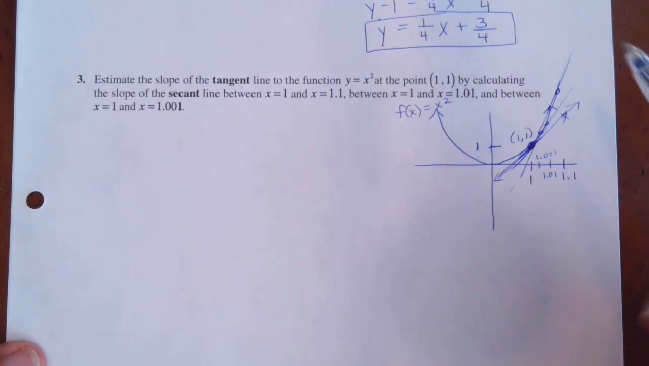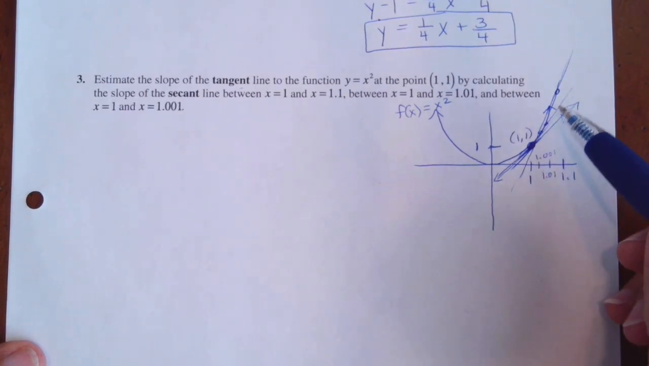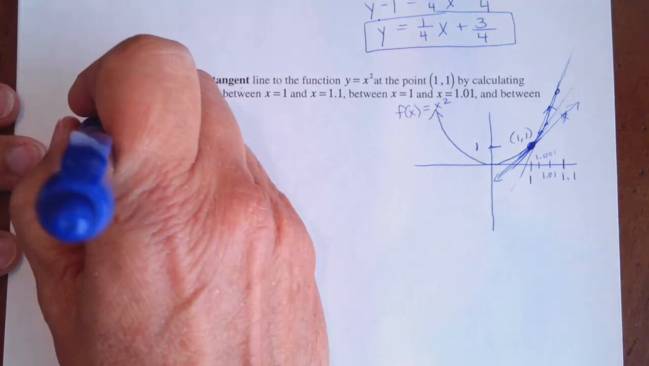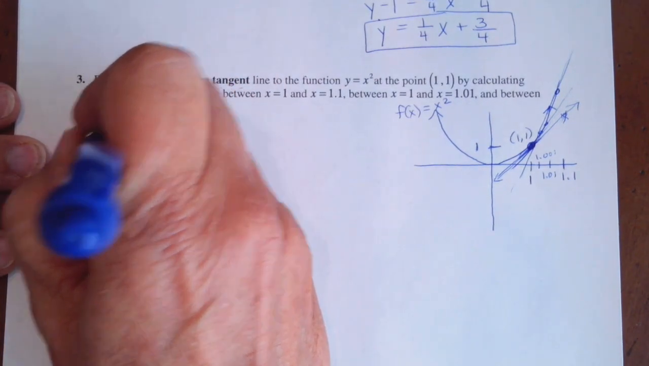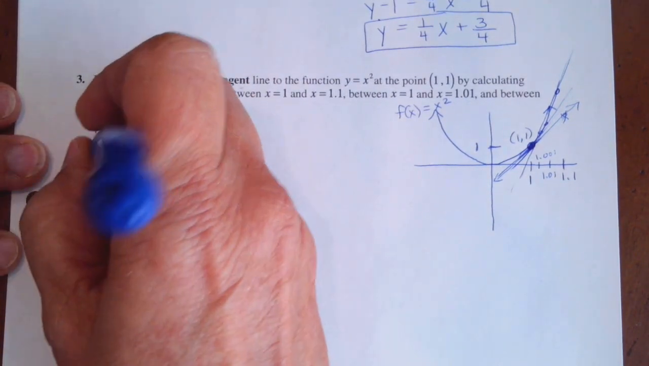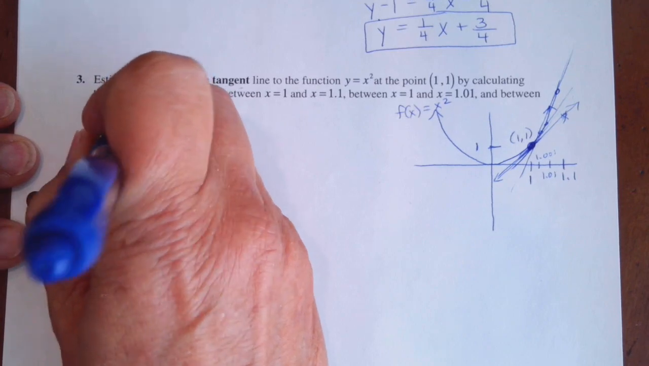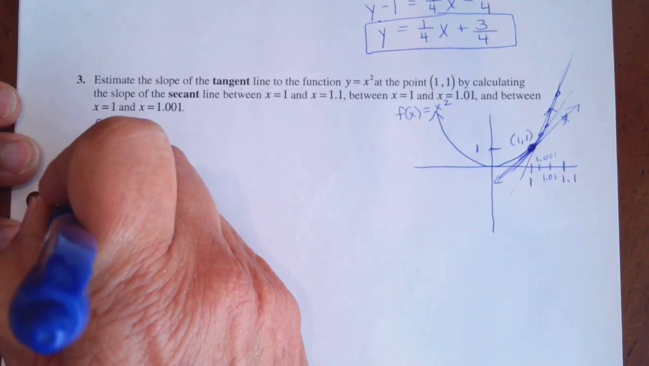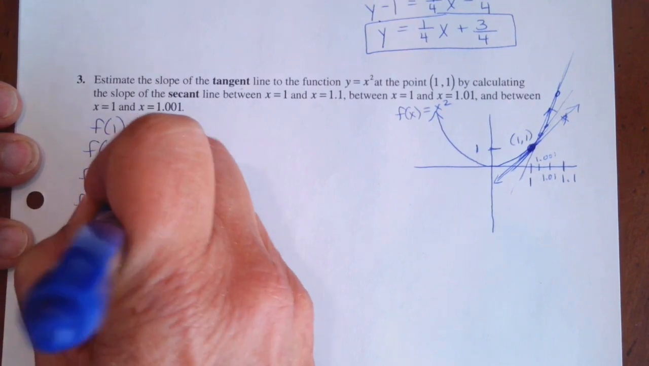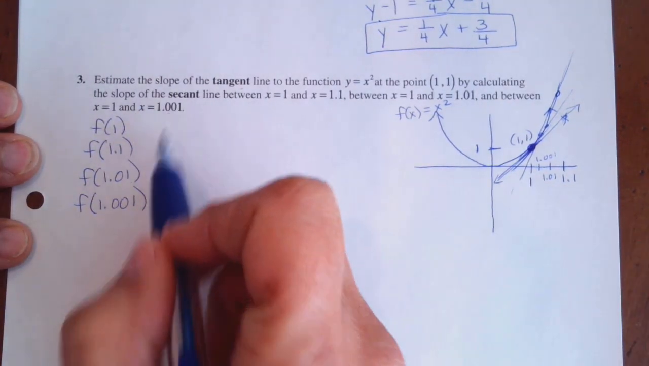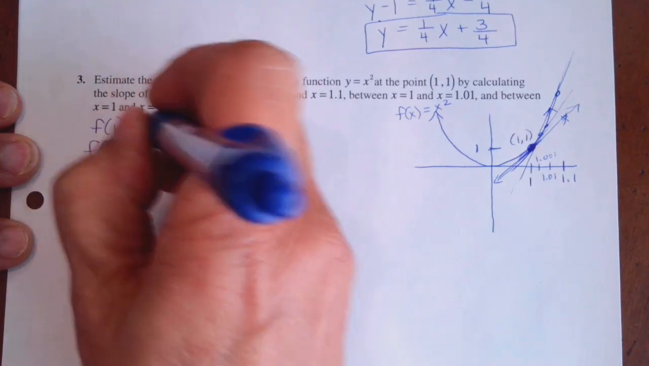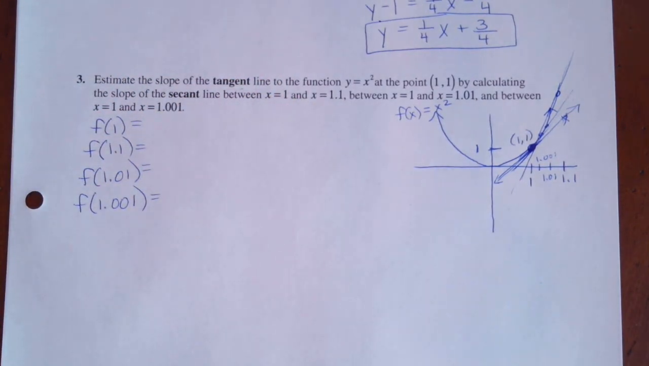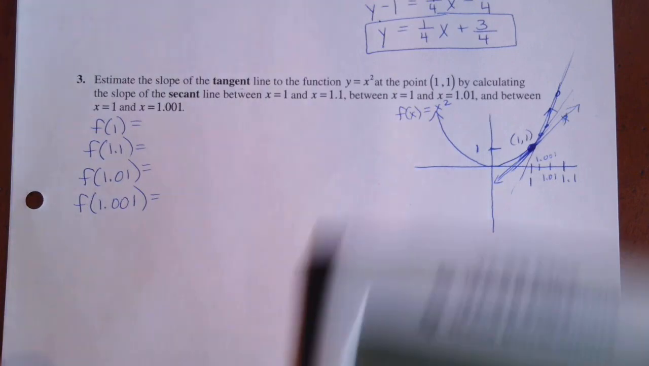So I need to know all of the values for these points. First thing I want to do is just find the function values. So I want to find f of 1, f of 1.1. I'm just going to do that now just to get it out of the way. So I need my x and my y values. We've got to go to 1.01. I'm just going to plug this into my calculator and find it using the table.